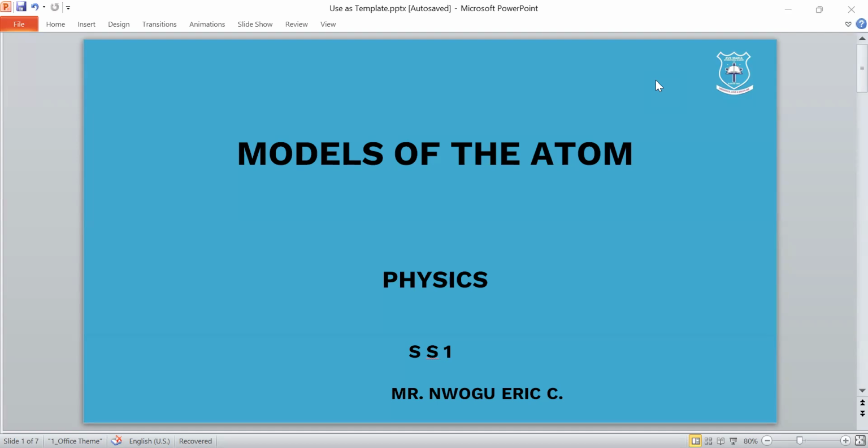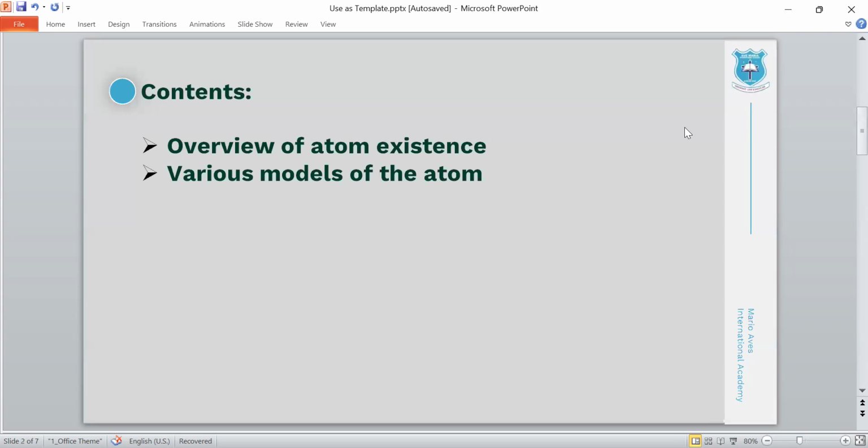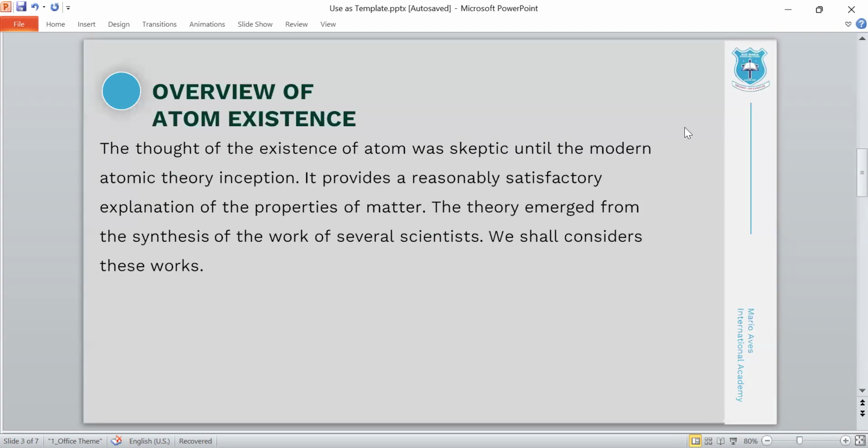We are going to talk about models of the atom today. All right, before we continue in details, I will just share the content of what we are going to consider in a few minutes. One is the overview of atom existence, and the other is the various models of the atom. Don't forget, we are talking about the atomic structure. All right, let's go to the first, the overview of atom existence.